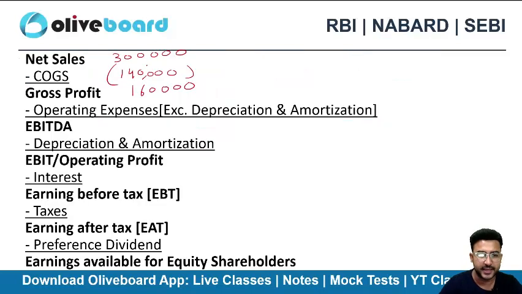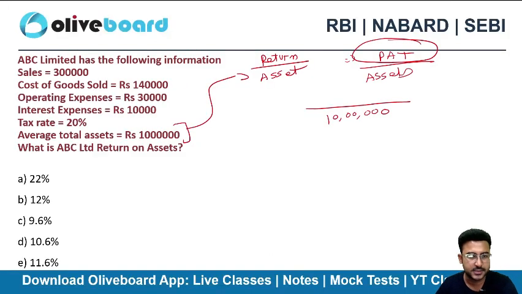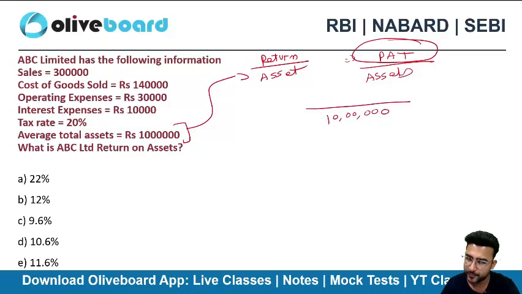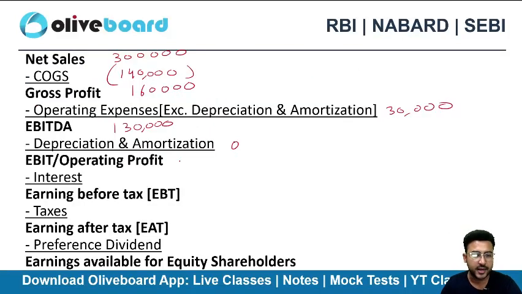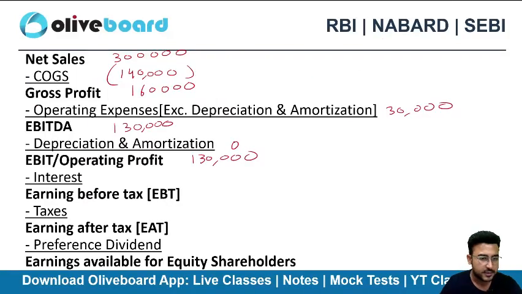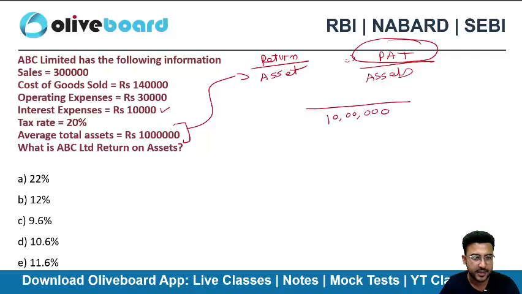Then I do have operating expenses. Operating expenses 30,000. So let's deduct the operating expenses as well. So I'll be having an EBITDA of 1,30,000. Do we have depreciation and amortization in the question? No, we don't have depreciation and amortization in the question. So what we can do here is take 0 here, and your EBIT will also be 1,30,000 only. Then they have given us the interest expense, 10,000. 10,000 is my interest expense.